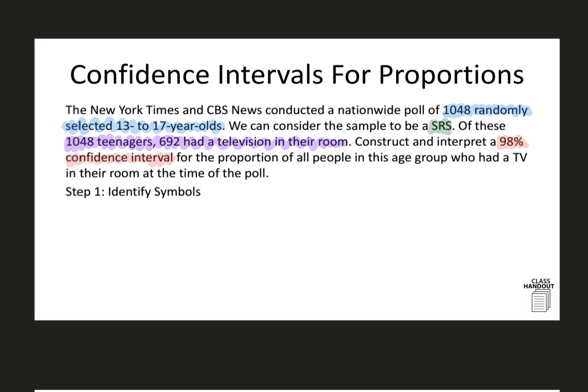of the poll. So starting with step one, we're going to identify our symbols. The three symbols that we're going to identify for proportions are N, p hat, and then we're going to figure out what z-star value we're using. Okay, so N is our sample size, and we know that that's 1,048. P hat is the proportion of teenagers who had a TV in their room from our sample. So for that, we're going to use these two numbers, 692 over 1048, which is going to give you approximately 0.66. You can just round to two decimal places if you'd like, since it's a proportion or percentage.